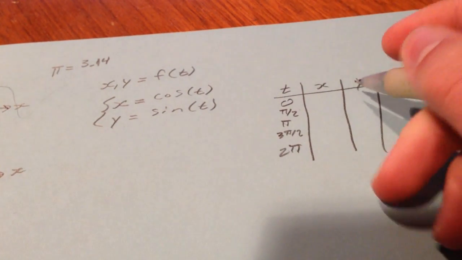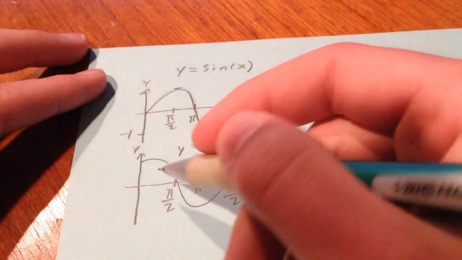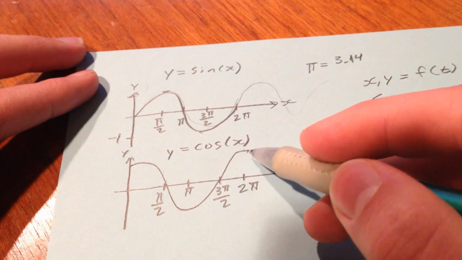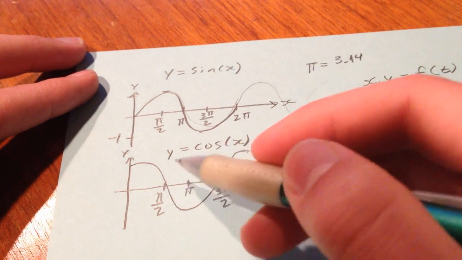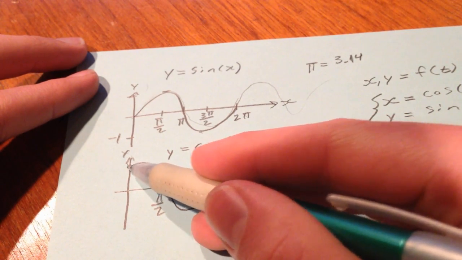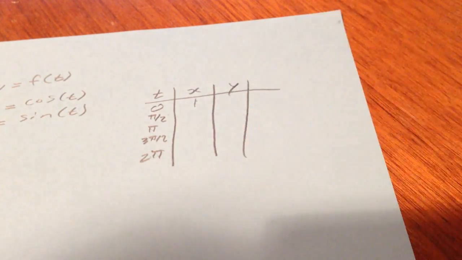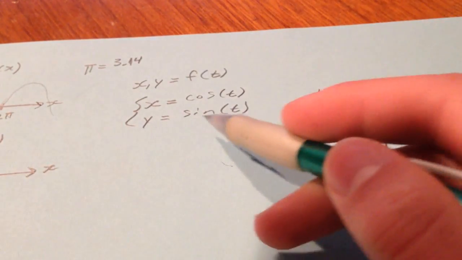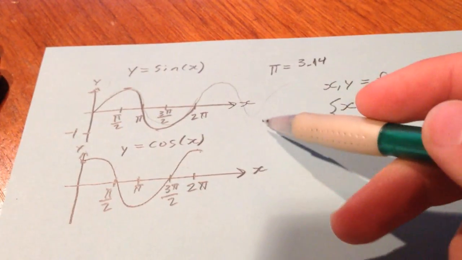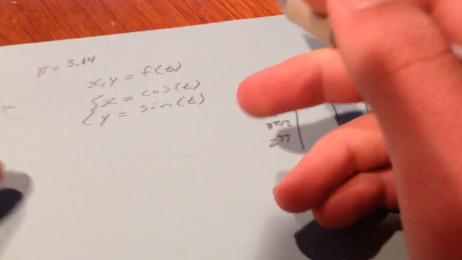So when we plug in 0 for cosine, if you don't know what that is, we can look at our graph here, y equals cosine of x. When we plug in 0 for cosine, we have an output of 1 here. So this value is going to be 1. Then for y, the parametric equation is sine of t, so we look at our sine graph. When t equals 0, we have 0 because it's right at the origin there.